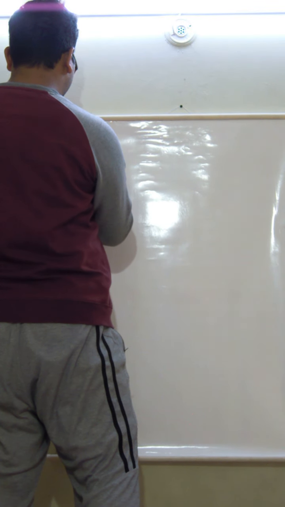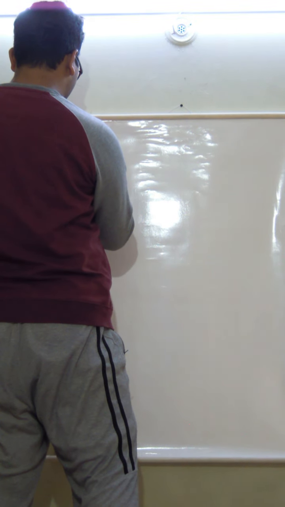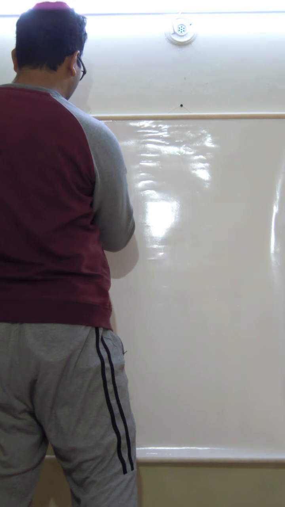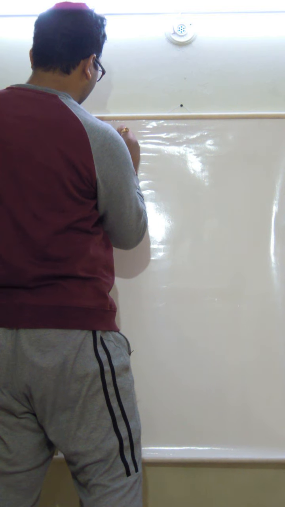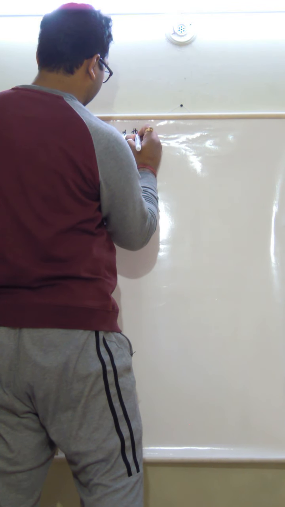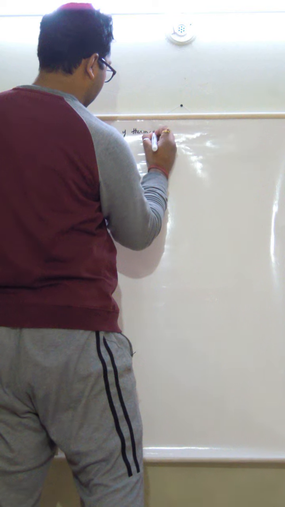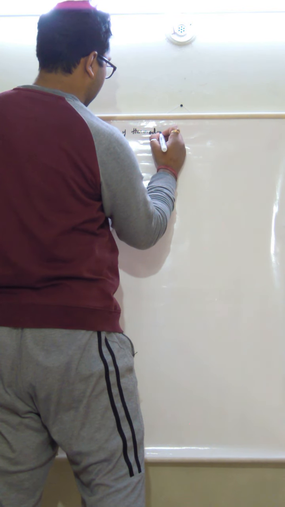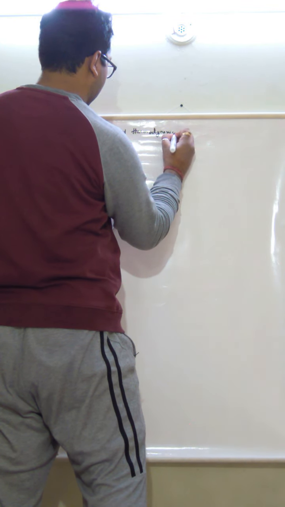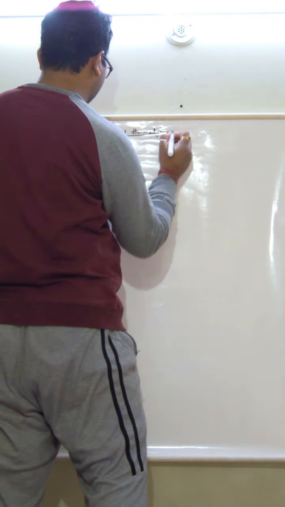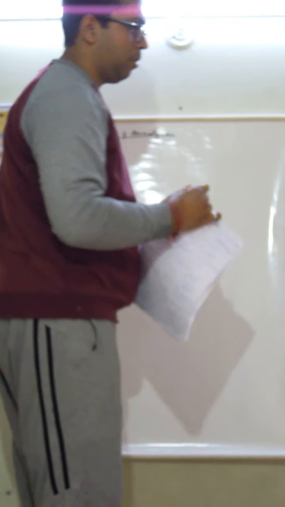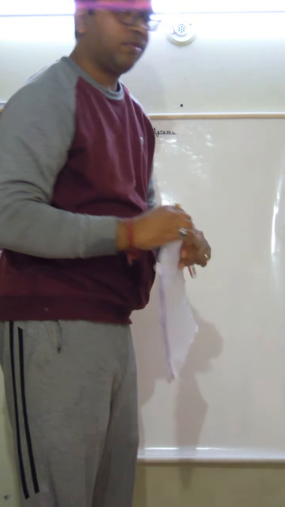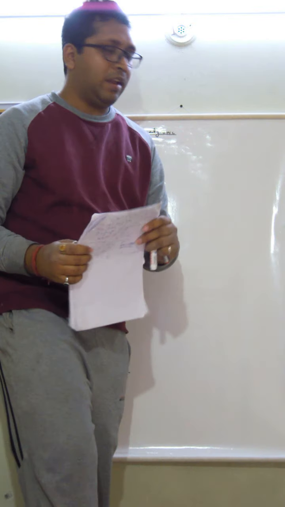The Zeroth Law of thermodynamics. If a body C is in thermal equilibrium with another body A and B, then A and B are in thermal equilibrium with each other.